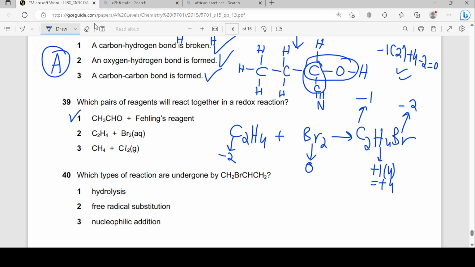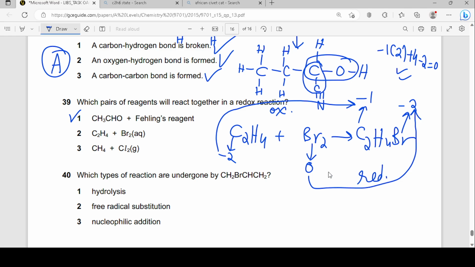It does seem right. So let me check if this is a redox reaction. Carbon is going from -2 to -1, which means its oxidation state is increasing, so it's becoming oxidized. On the other hand, bromine goes from 0 to -2, which means its oxidation state is decreasing, which means it's reduction. So reduction and oxidation are both taking place, which means again it's a redox reaction.